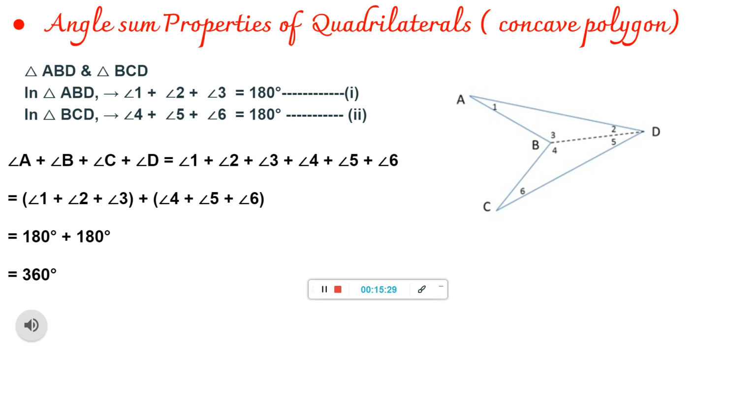Now the logic is very simple. That's because whenever we draw a diagonal, we are actually dividing the quadrilateral into two triangles, isn't it? Now, in one triangle, the sum of the angles is 180 degree, isn't it? So, for two triangles, the sum of the angles would be 2 into 180 degree, that is equal to 360 degree. So logically also it would be correct. So this is how we could find the angle sum property of a quadrilateral.